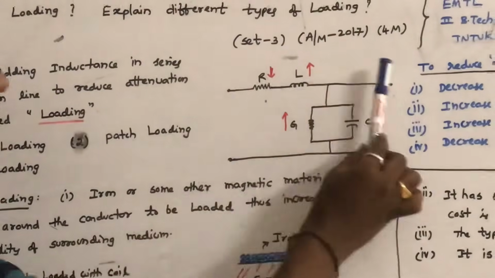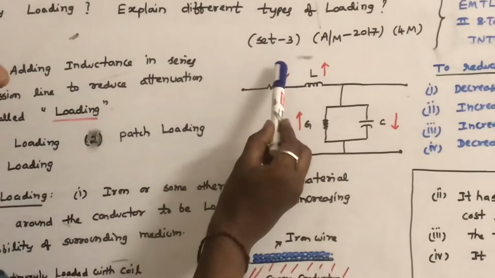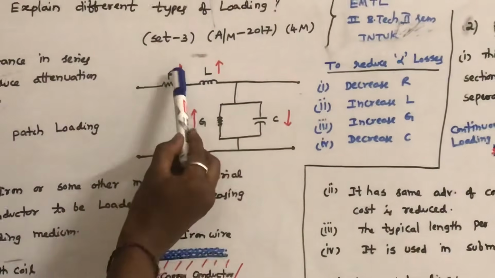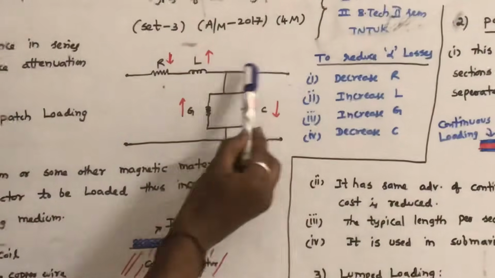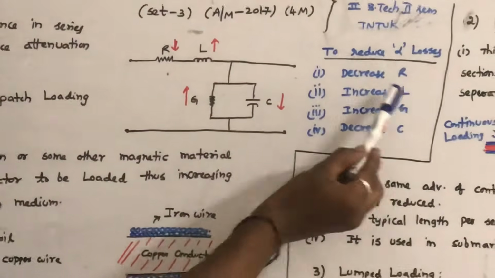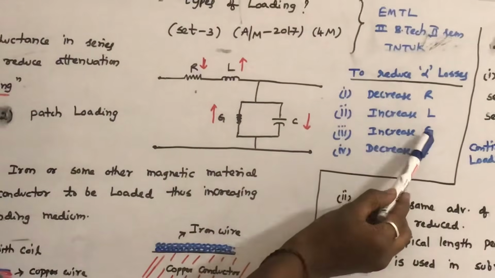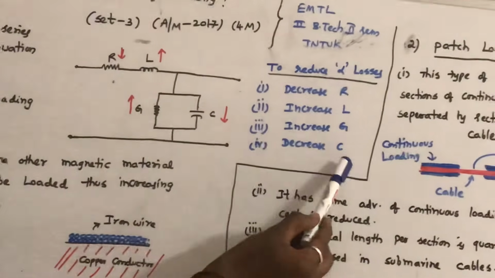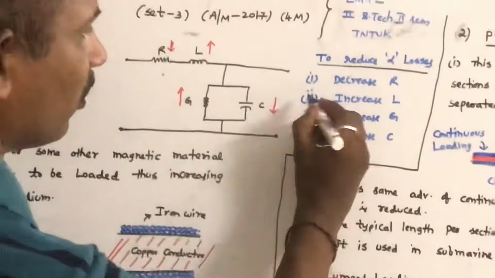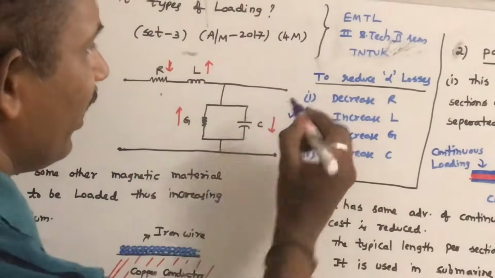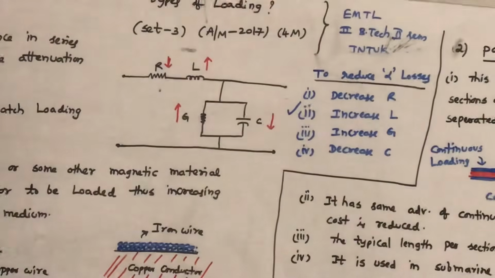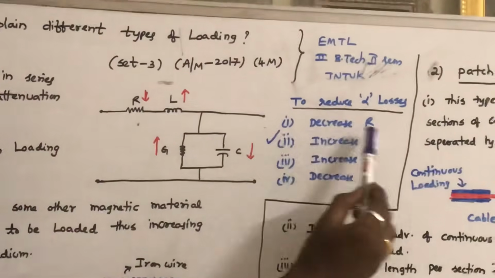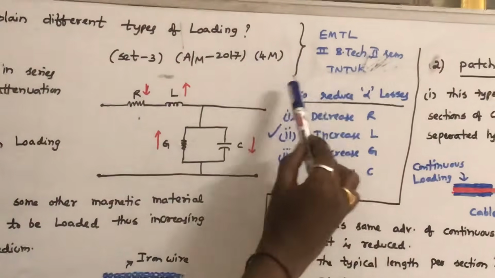In order to reduce these attenuation losses in transmission lines, we have to either reduce the resistance, increase the inductance of the cable, decrease the conductance of the cable, or decrease the capacitance of the cable. The easiest option among these 4 methods is to increase the inductance of the cable to minimize attenuation losses.